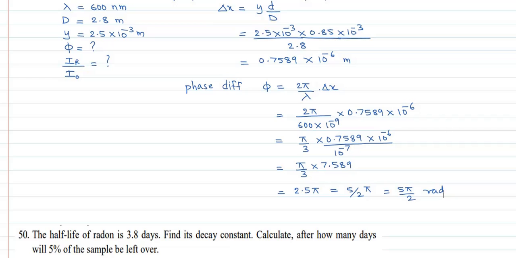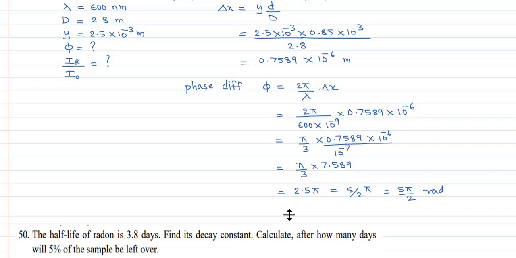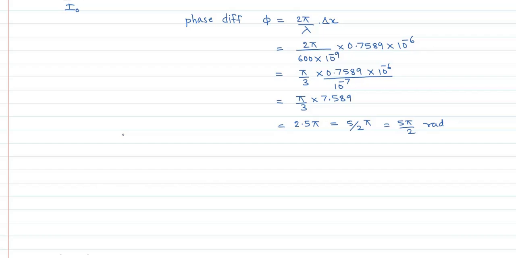So even if you want, you can substitute the value of pi and simplify. You can do it in that way too. So 5 into 3.142 divided by 2. So you will have 2.5 into 3.142, so 7.855 radian. So this is the phase difference.